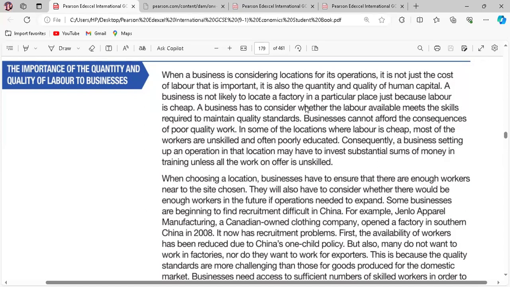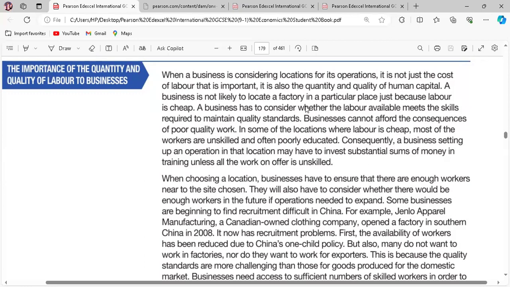So the business is not likely to locate the factory in a particular place just because labor is cheap. The business has to consider whether the labor available meets the skills required to maintain quality standards. Businesses cannot afford the consequences of poor quality work. In some of the locations where labor is cheap, most of the workers are unskilled and often poorly educated. Consequently, a business setting up an operation in the location may have to invest a substantial sum of money in training unless all the work on offer is unskilled.